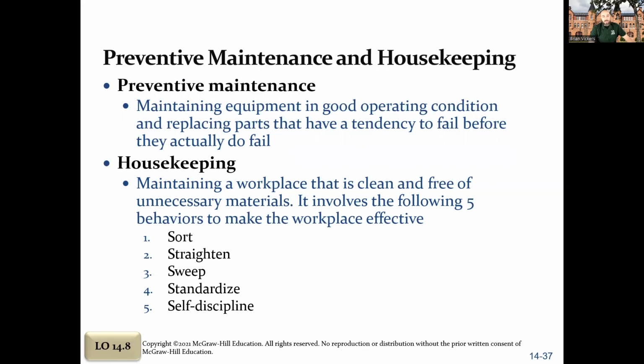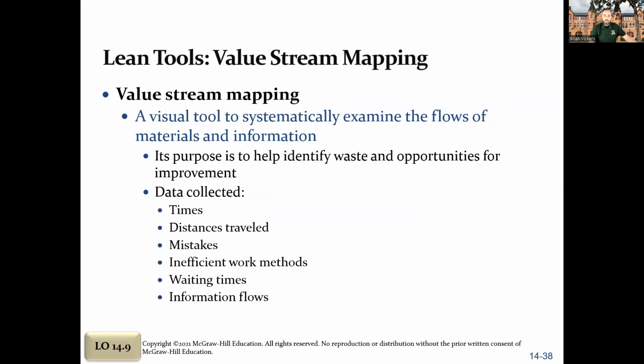Continuous housekeeping. So a neat and straight workplace. You've got the 5 S's here: sort, straighten, sweep, standardize, and self-discipline. But unnecessary materials are not there in the workplace at all, whether that's actually cleaning or never existing to begin with. Value stream mapping. So examining how all materials and information are flowing in order to identify any areas or opportunities to eliminate waste.